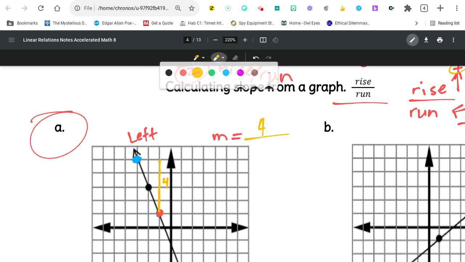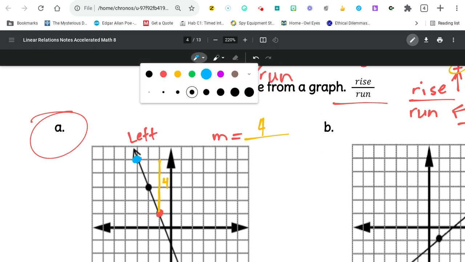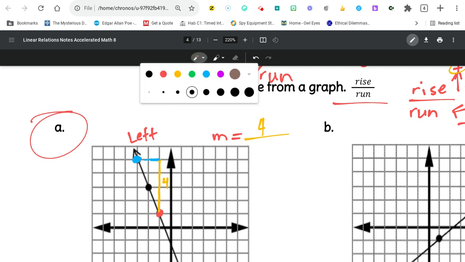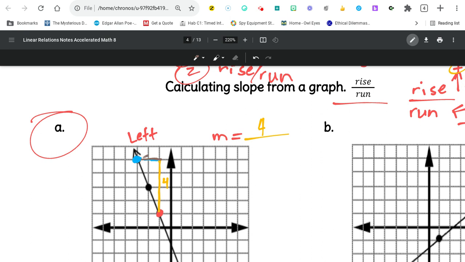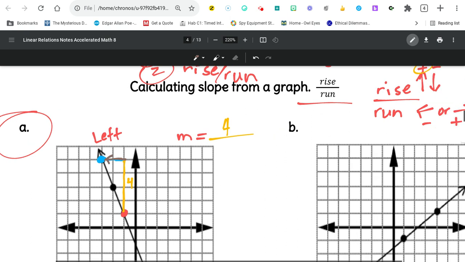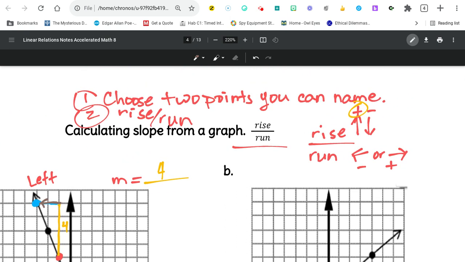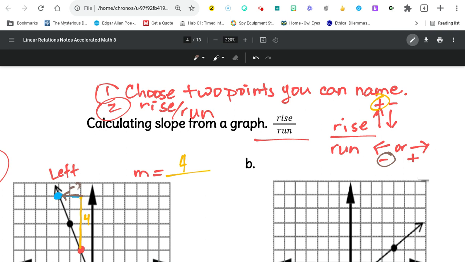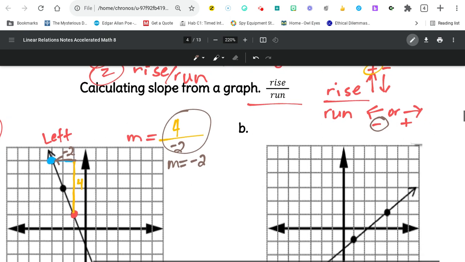And you're running. When you run here, you are turning to the left. So turning to the left, and I was trying to color code, but it didn't work out. Turning to the left, you went 2 to the left. Now, if you go left, if you run to the left, it is negative. So if I simplify 4 over -2, I get -2. So the slope of this is -2.